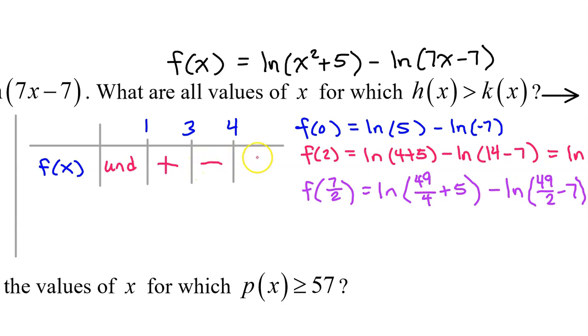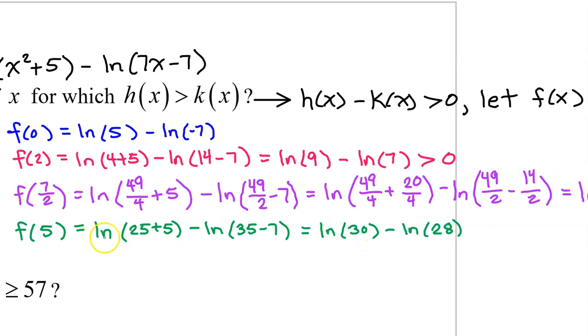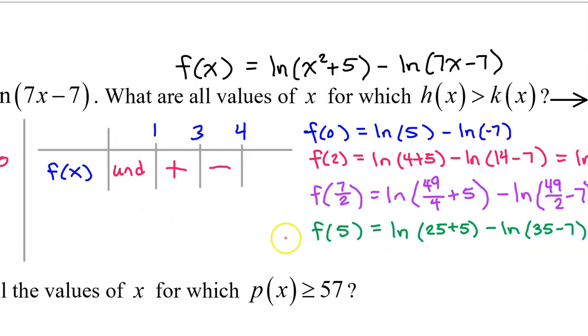In the last interval, let's use a test value of 5. Plugging 5 in for these x's gives us the natural log of 25 plus 5 minus the natural log of 35 minus 7. This equals the natural log of 30 minus the natural log of 28. Since the first expression is greater than the second, the difference is positive. So f of x is positive in this last interval.